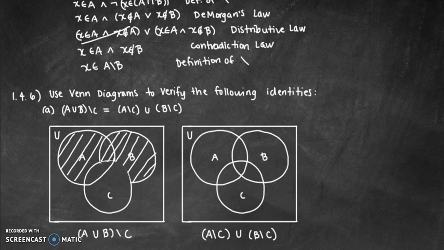Oops, let me just redraw these. Okay. And now we also have what's on the right side. So we're going to do A minus C. That includes this overlap part with B because nothing changed with that. Union of B minus C. So B minus C is also going to be like this. So again, we have that their Venn diagrams look the same and that we verified these identities.